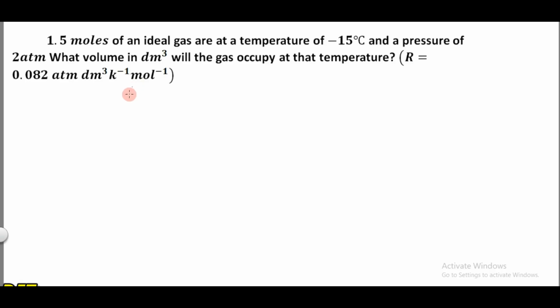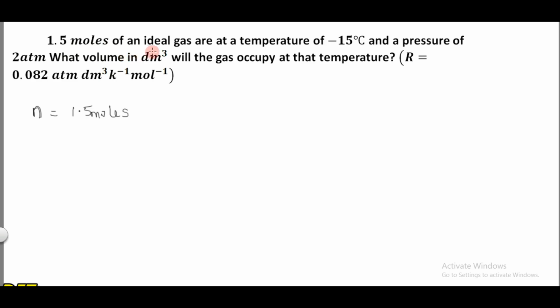So the first thing I would want to do here is to fish out the parameters, the values that are given in this question. The question says 1.5 moles of an ideal gas. So that tells us that the number of moles of this ideal gas is 1.5 moles.